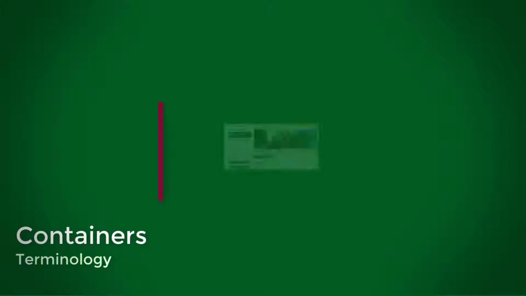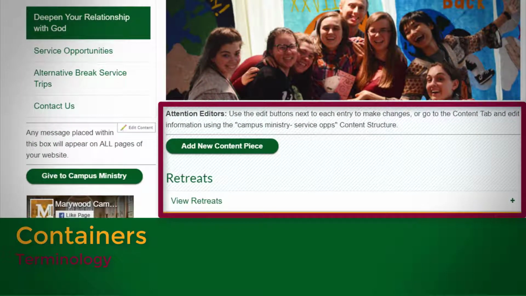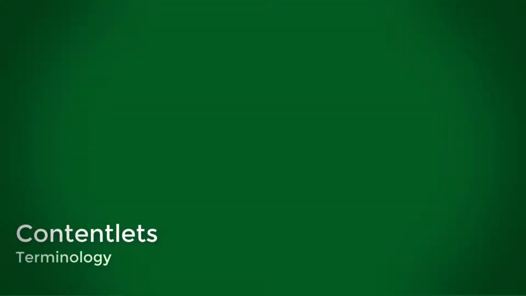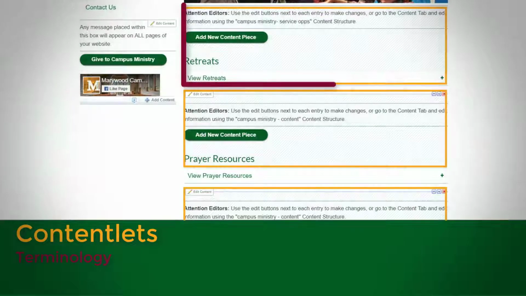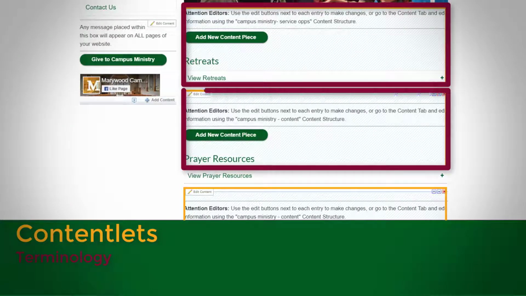Within the template, there are elements known as containers. These are the areas on a template where content can be built programmatically. Each container is composed of contentlets. These are individual chunks of text and/or images within a container that can easily be reordered and organized.